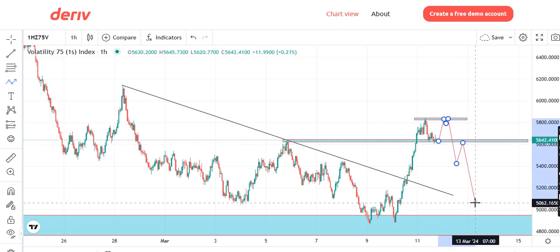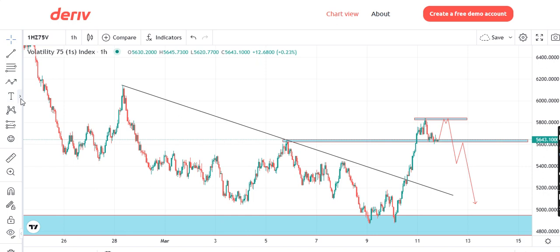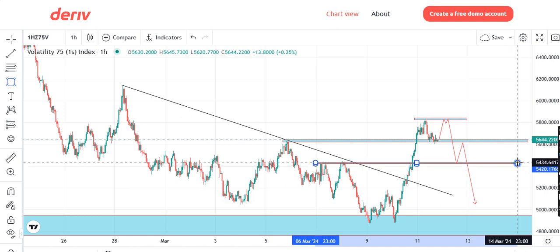So we're going to look for this level right here, and I will explain why. Let me just show you right here. So we're going to look out for this level right here, guys. We're going to be looking out for this level right here. You understand what I mean? Why am I saying that? Because this level is a very strong level.